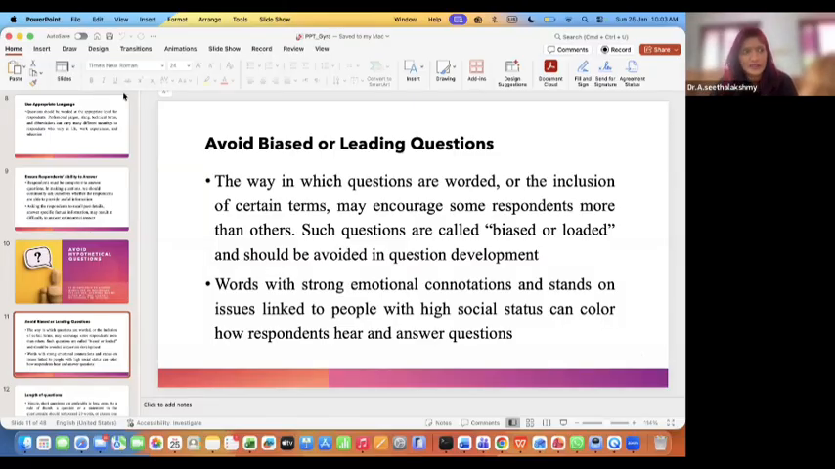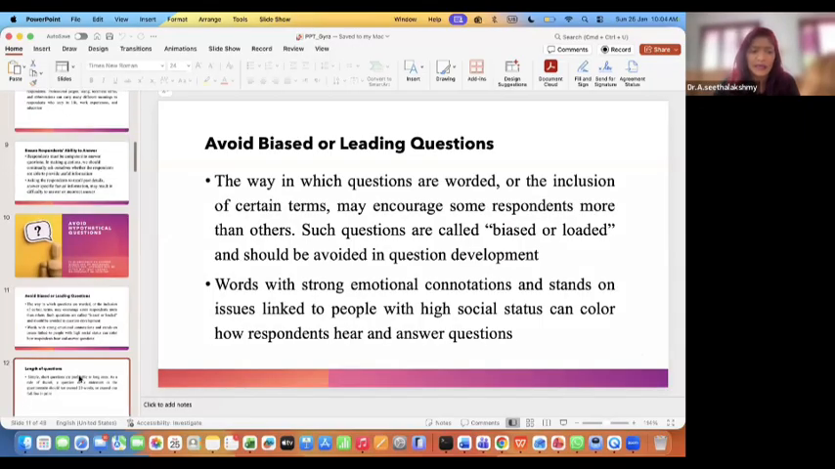So avoid those things. Or if you are developing a questionnaire related to a particular community, for example a tribal community, or areas where their social status is highlighted, they may feel that it is biased. Why are they asking this question to me? Why can't they ask the other group? Why are they asking me alone? So please avoid biased or leading questions.